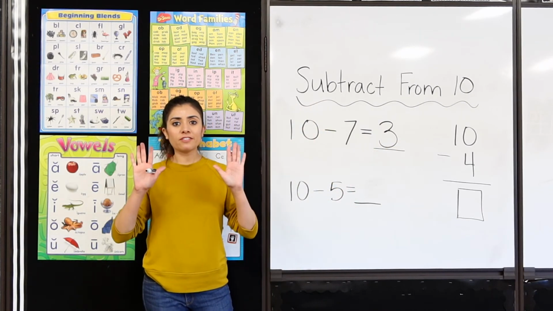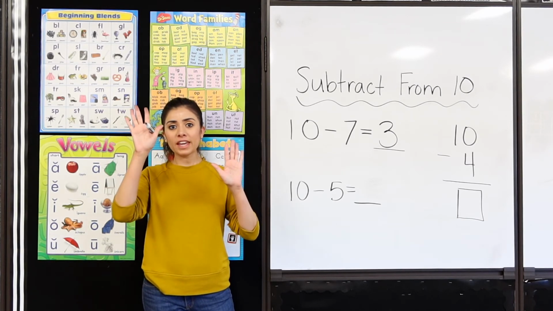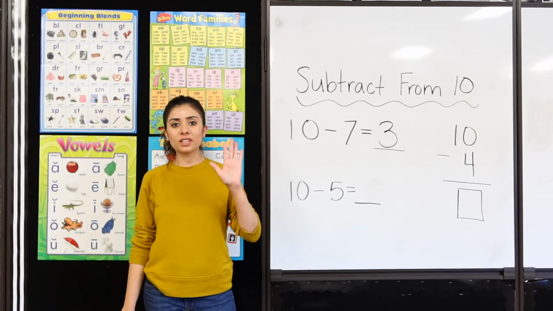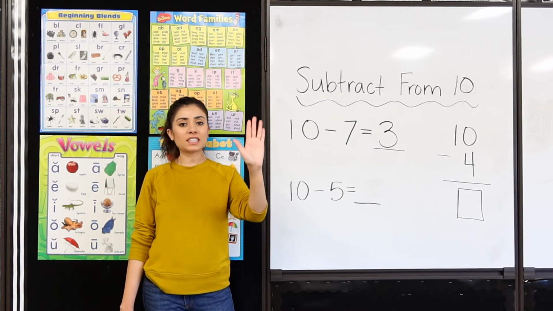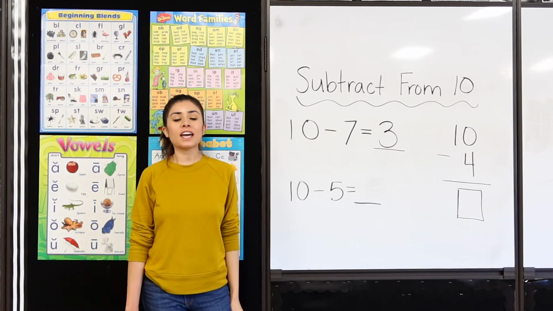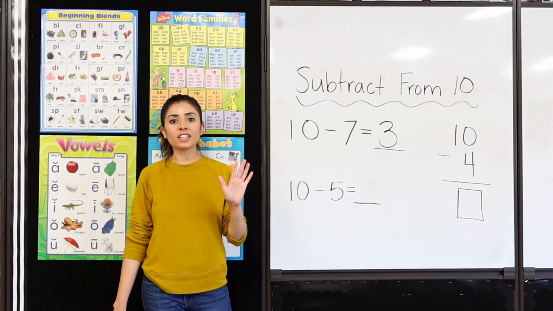So hold up your 10 fingers, put 5 down. Remember, 5 is a whole hand, so let's put a whole hand down. How many do I have left? Hey, I have another whole hand. That's 5. 10 minus 5 equals 5.